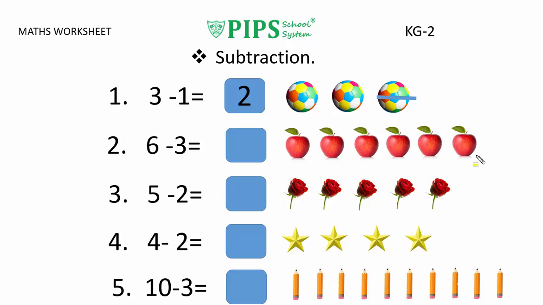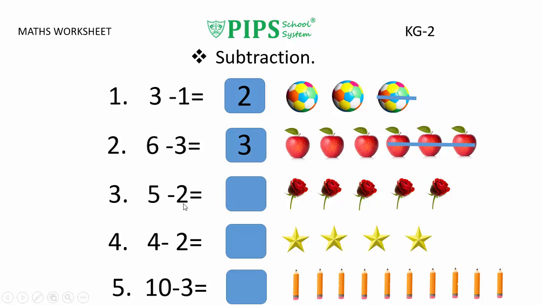Let us subtract 3 from 6 apples like this. How many apples are left? Let us count. 1, 2, 3. There are 3 apples which are left. So we will write the number 3 in the empty box like this. Come to the third question.